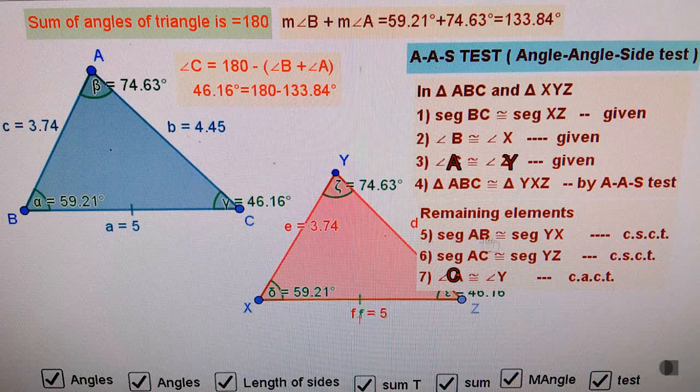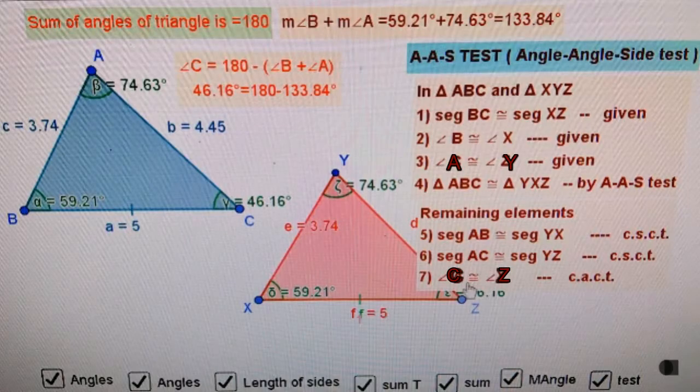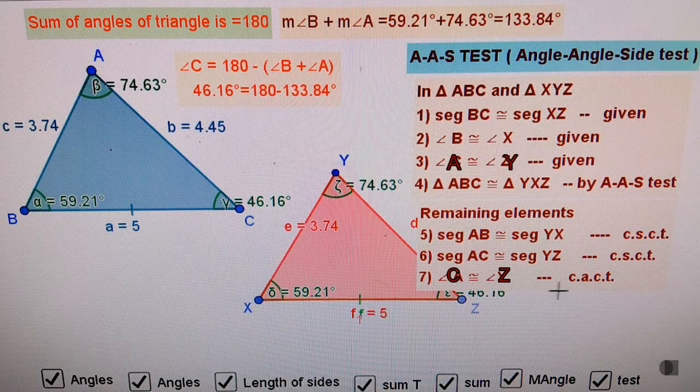Segment AB is congruent to segment YX. The reason is corresponding sides of congruent triangles. Segment AC is congruent to segment YZ. Its reason is also again corresponding sides of congruent triangles. And angle C is congruent to angle Z. That's CACT, corresponding angles of congruent triangles.